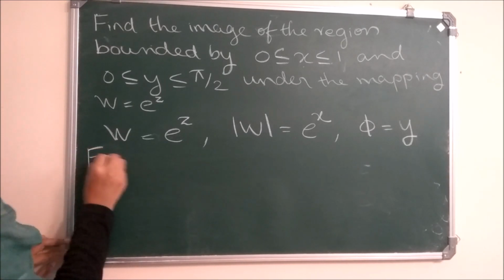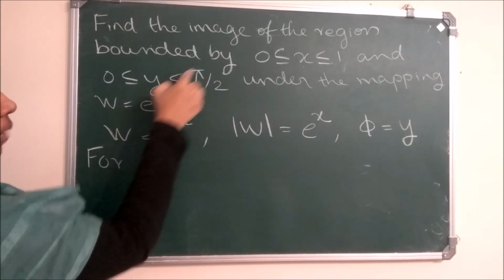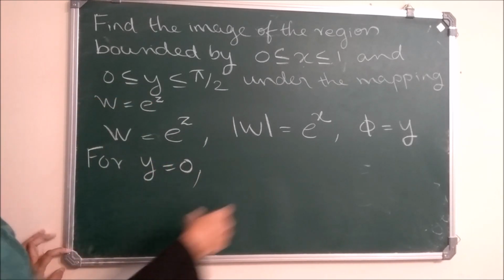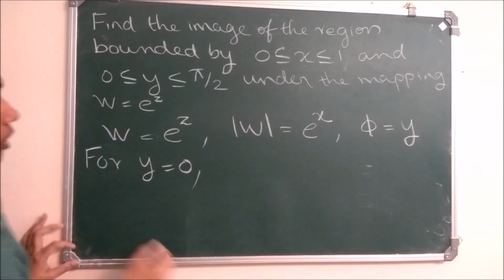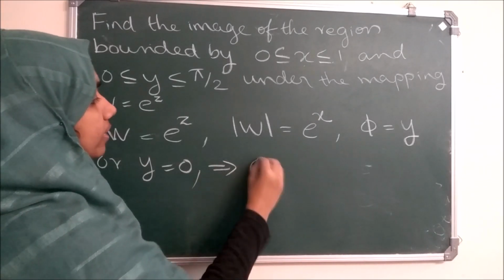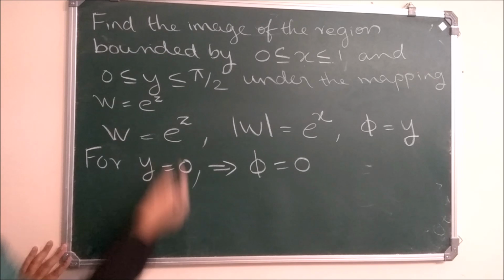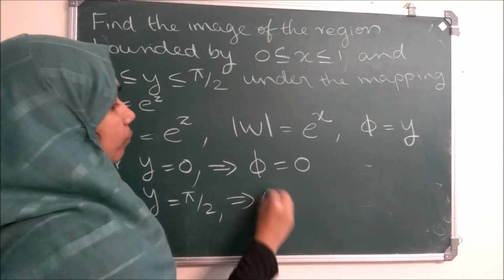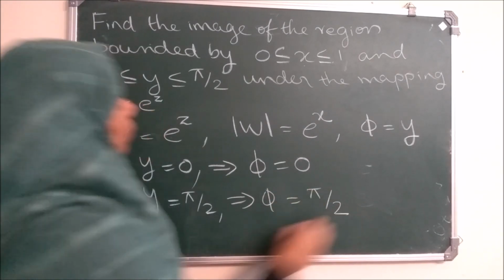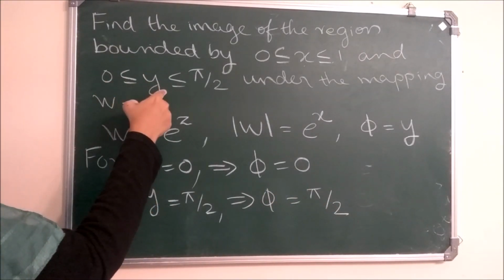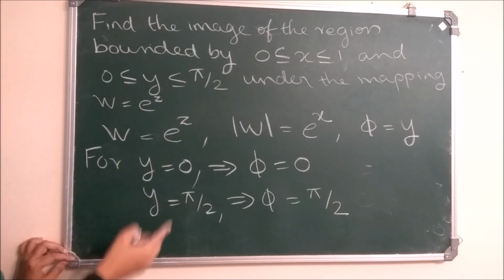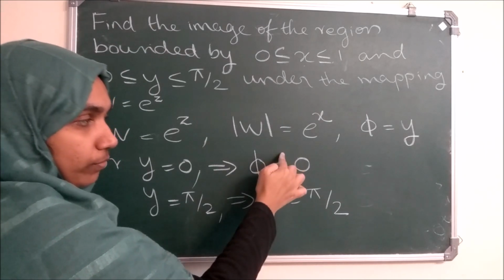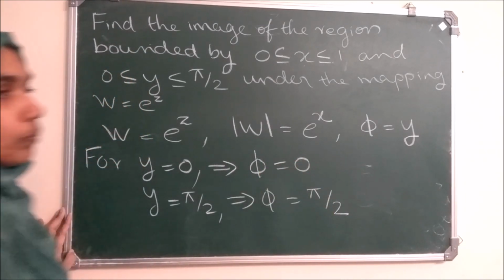Now for this region 0 less than or equal to y less than or equal to pi by 2, first we take y equal to 0. We know that y is the argument phi. So we can see that y equal to 0 means phi is 0. And when y equal to pi by 2, our argument is phi equal to pi by 2. So the region between 0 and pi by 2 is mapped onto the region bounded by the rays phi equal to 0 and phi equal to pi by 2.